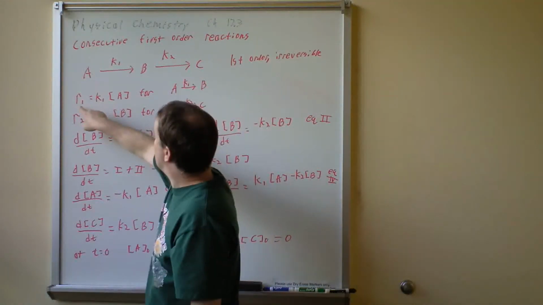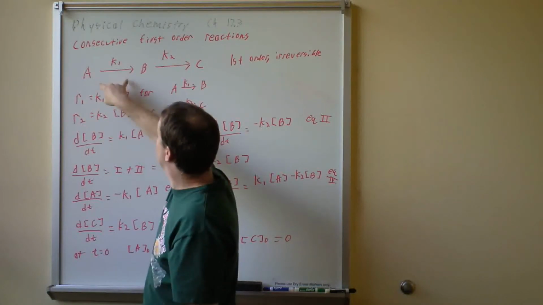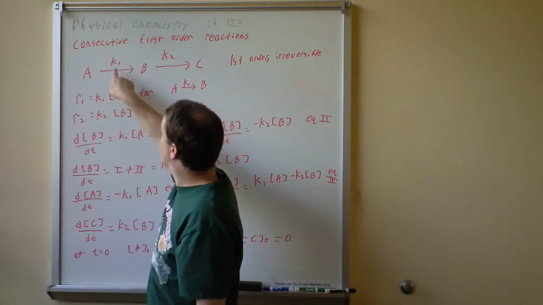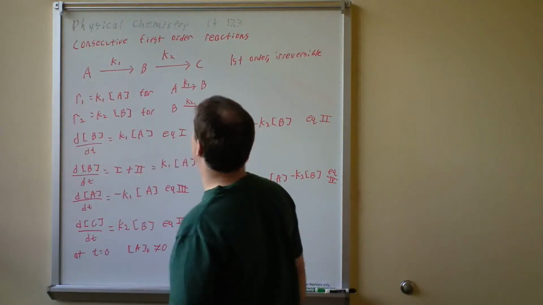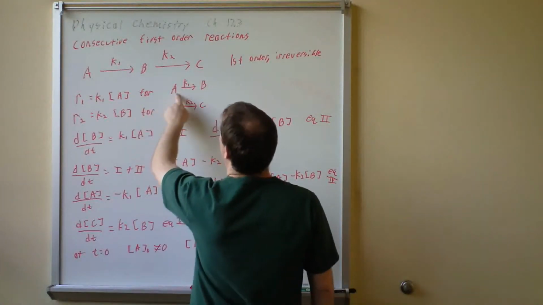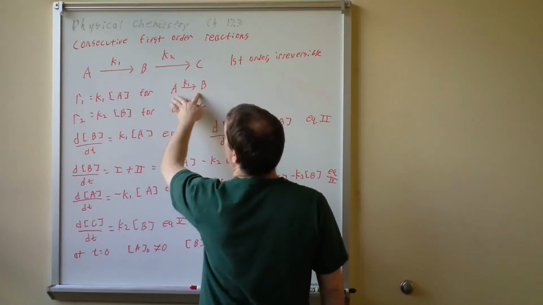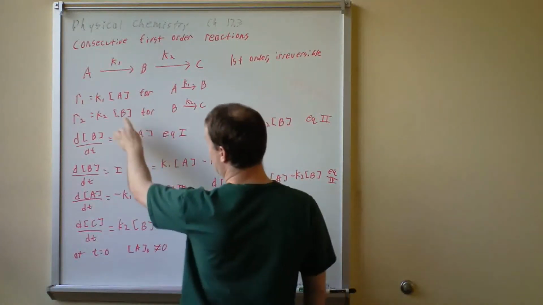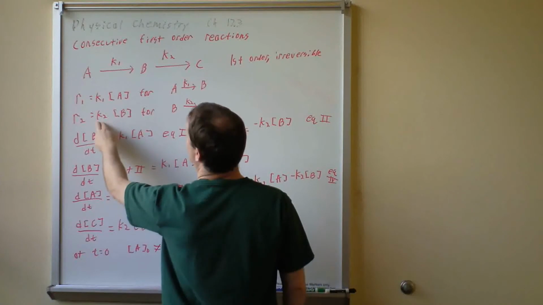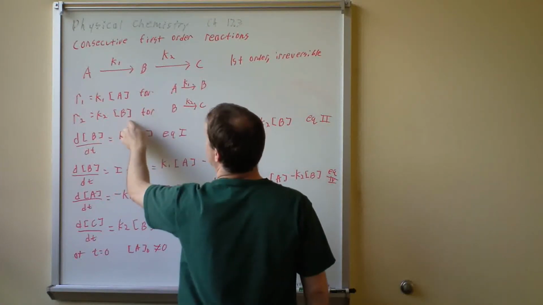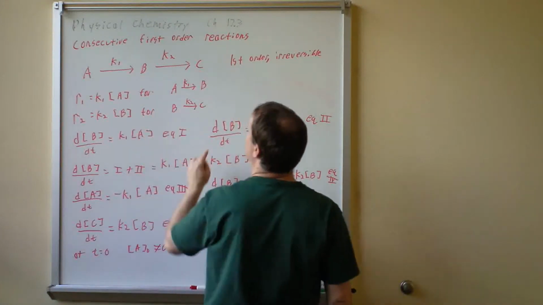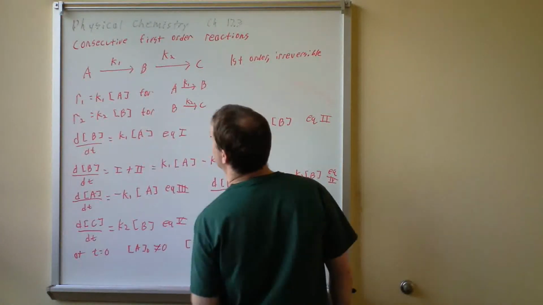So we have one rate law that says the rate of reaction 1 is just the rate constant for reaction 1 times the concentration of A, because A is the reactant for that. So that's for this left reaction. And then we have the other rate law for this right reaction that says, okay, this k2 constant is multiplied by the concentration of B, because B is the reactant for this reaction. And that's for that reaction.